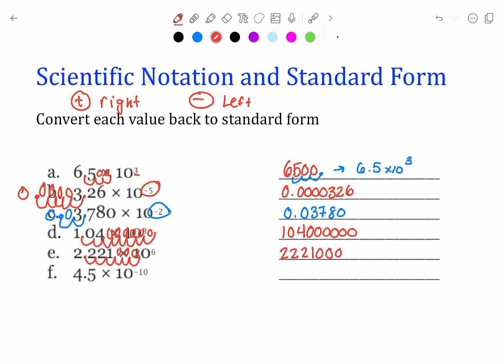And finally, we have a negative 10. So we go 1, 2, 3, 4, 5, 6, 7, 8, 9, 10. That's my new decimal place. Put a 0 out in front. 0.123456789 zeros. 4, 5. There we go. So that's going from scientific notation to standard form.